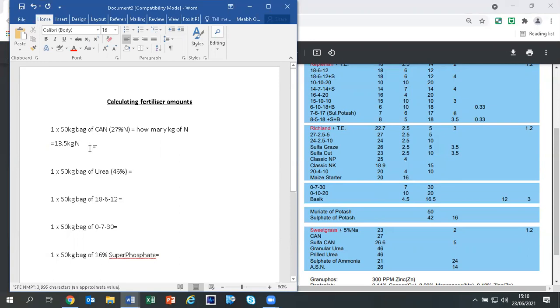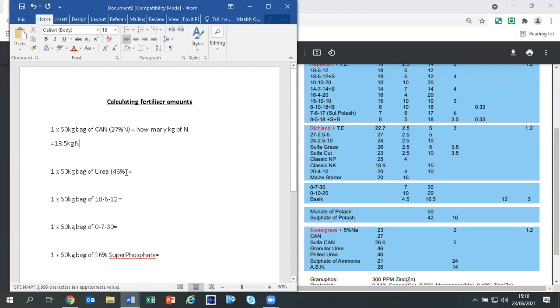The reason being is that if we were to work out a percentage, we're working it out of 100. So 27% nitrogen is 27 out of 100, but this is a 50 kilo bag. So 100 divided by 2 gives us 50 kilos. 27 divided by 2 gives us 13.5 kilos. So it's just a little shortcut. All you have to do is take that percentage and divide it by 2 to figure out how many kilograms are in each 50 kilo bag.